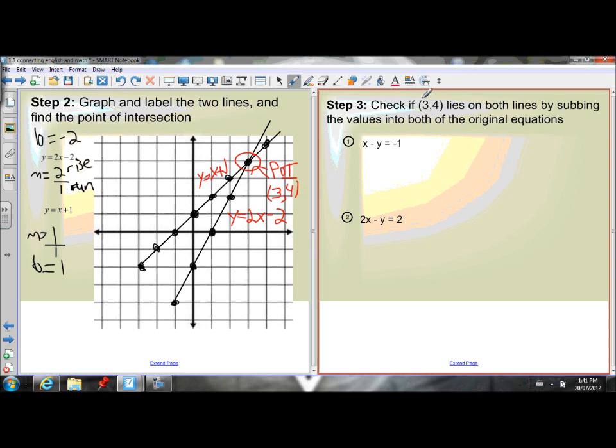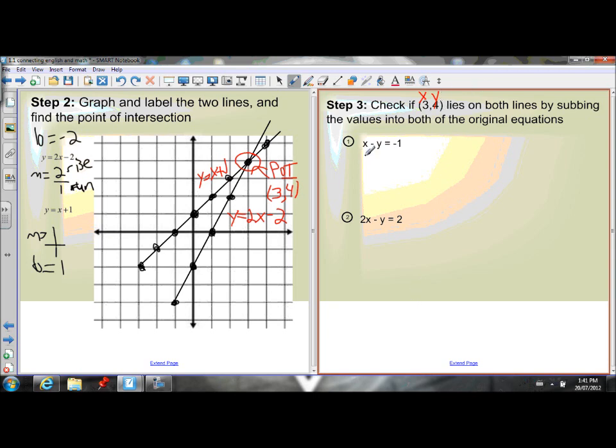So remember, every point has an x and a y coordinate. So if I plug in 3 for x and 4 for y into both these equations, it should keep the equations equivalent, okay? They should stay balanced, so the left side should equal the right side for this equation, and same for this one. If I plug in 3 for x, 4 for y, the left side should be equal to the right side, okay? That'll tell us that that point is in fact on both lines. So the nice thing about these questions, you can always check your work, okay?